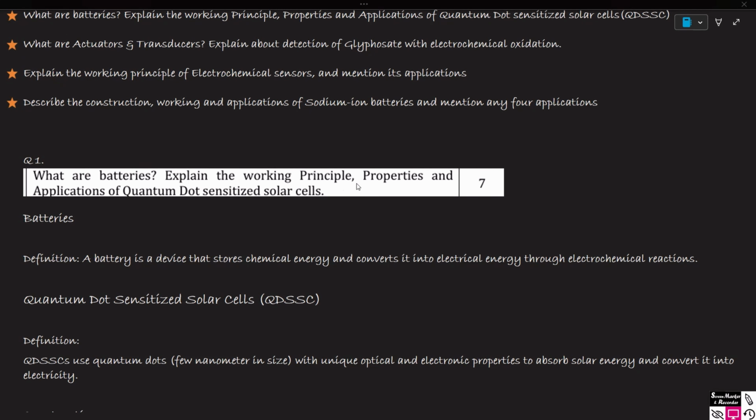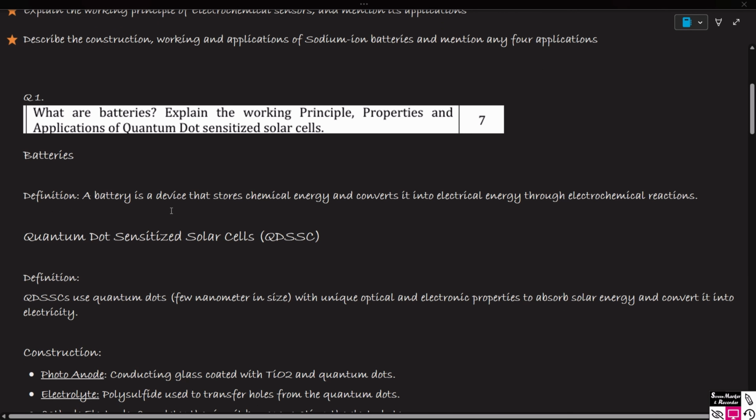Explain the working principle, properties, and application of quantum dot sensitized solar cells. This is the most important question. It's asked every time in the examination. So a battery is a device that stores chemical energy and converts it into electrical energy through electrochemical reaction.